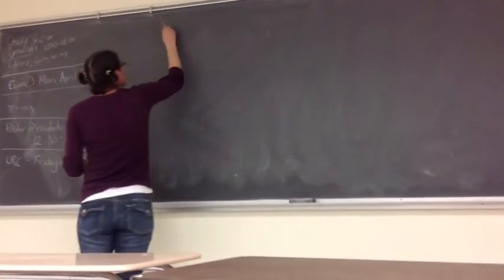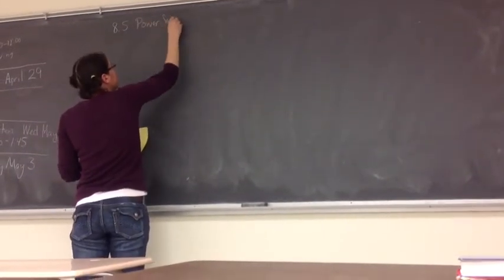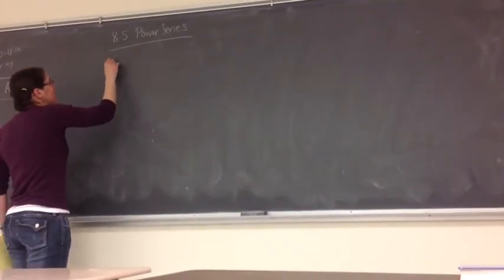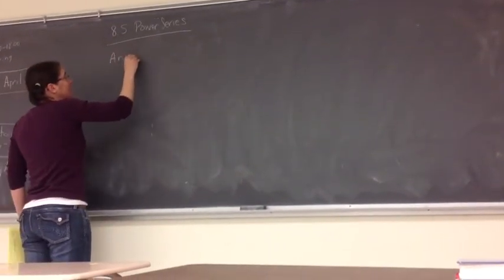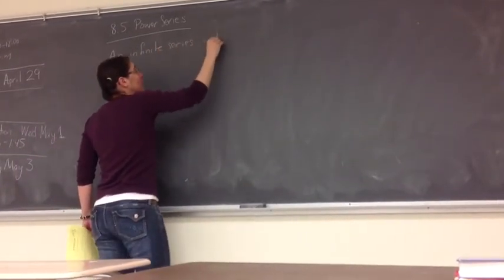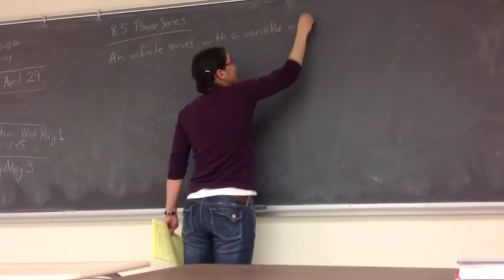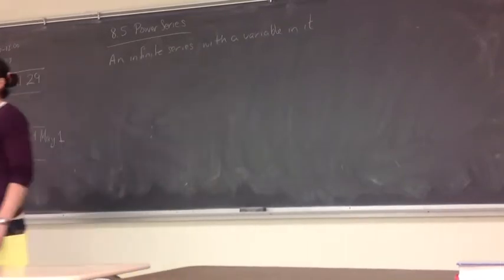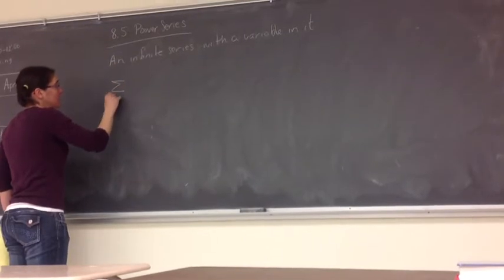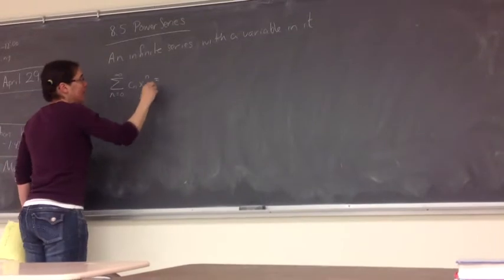Okay, so section 8.5, we were talking about power series. And the idea of a power series is that a power series is an infinite series with a variable in it. Now that's not really a good technical version. I mean, a true power series is a series of the form, the sum where n goes from 0 to infinity of Cn x to the n.